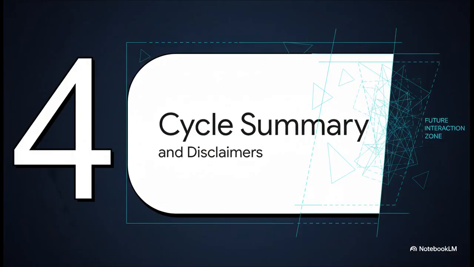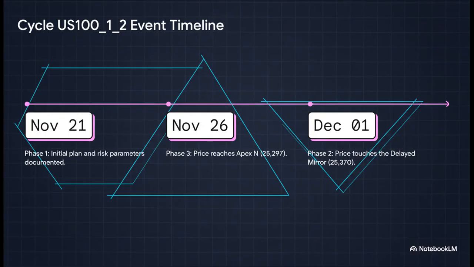All right, let's put this all together. Let's just recap the timeline of events we've just observed for this market DNA cycle so far. So it all kicked off on November 21st with the initial plan, that's Phase 1. Just 5 days later, on November 26th, we saw the Phase 3 event, where the price hit that apex N level. And then, on December 1st, the Phase 2 event occurred, with the price making contact with the delayed mirror line.